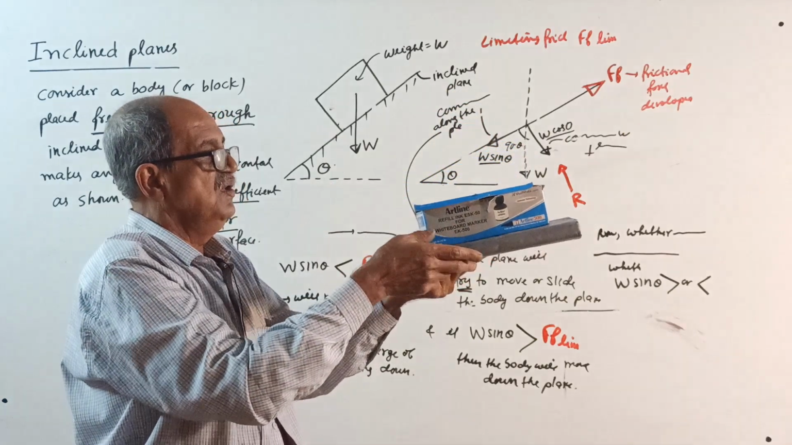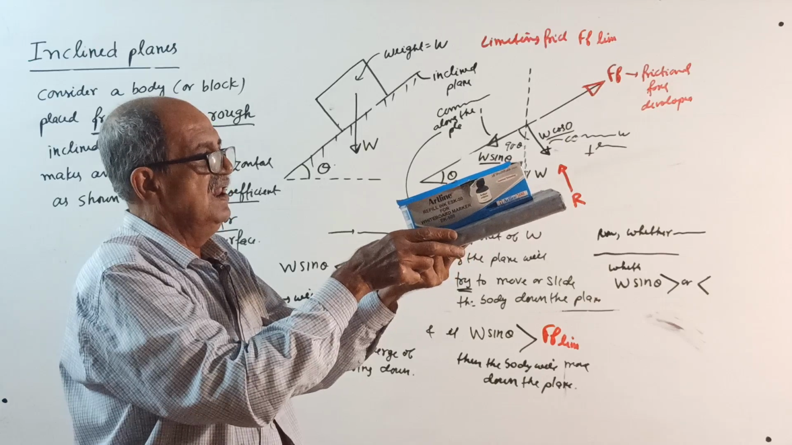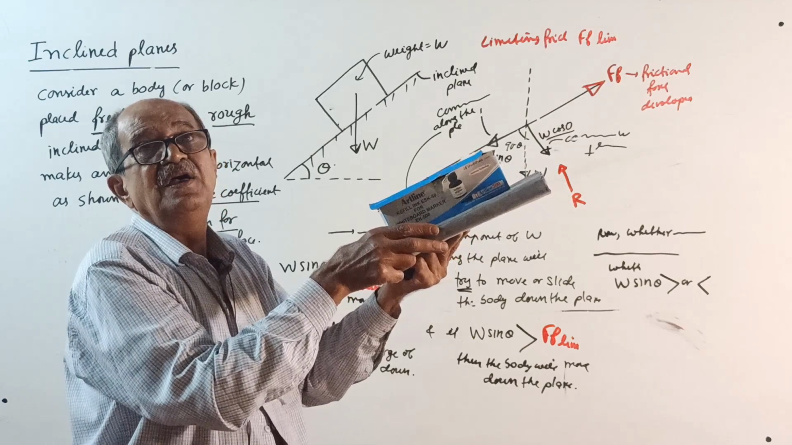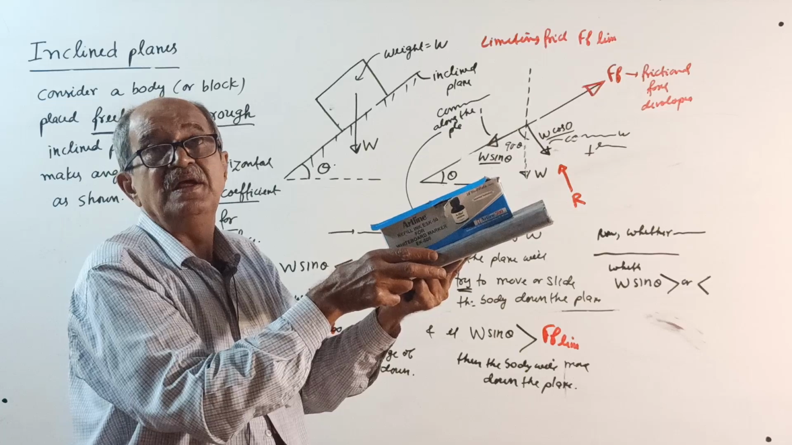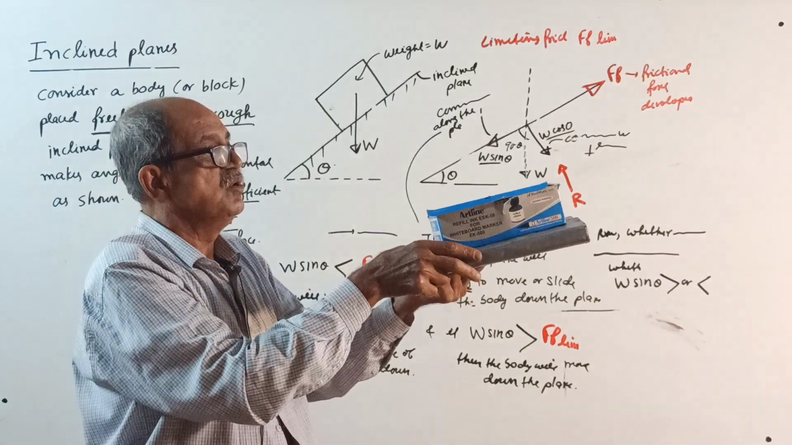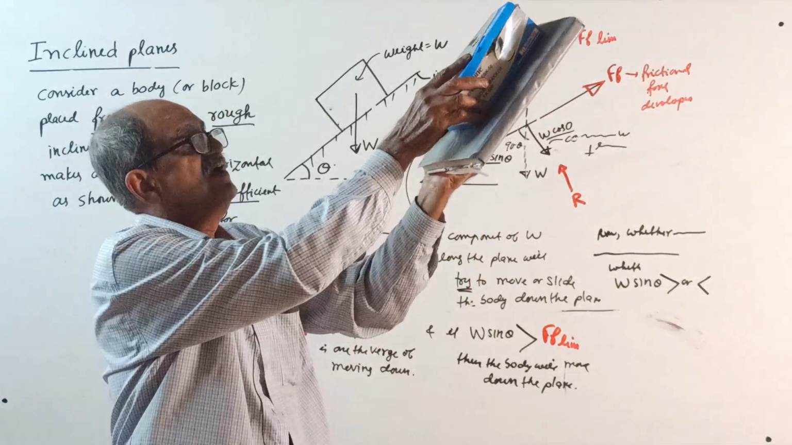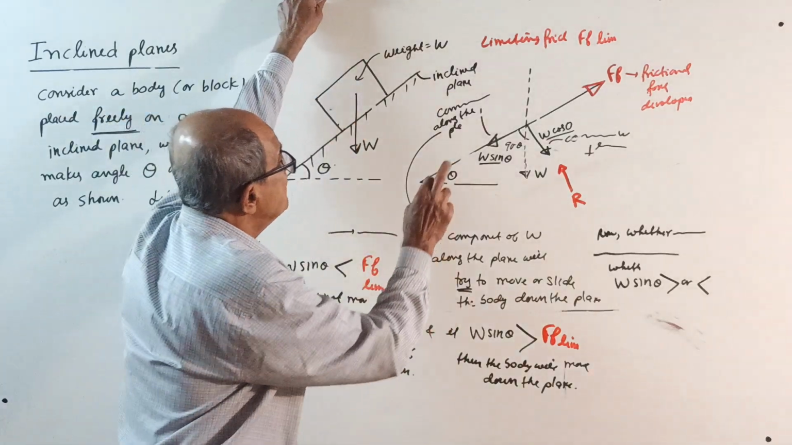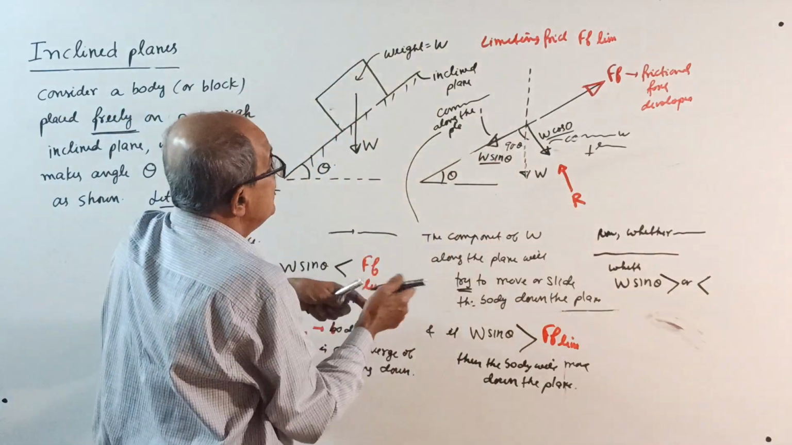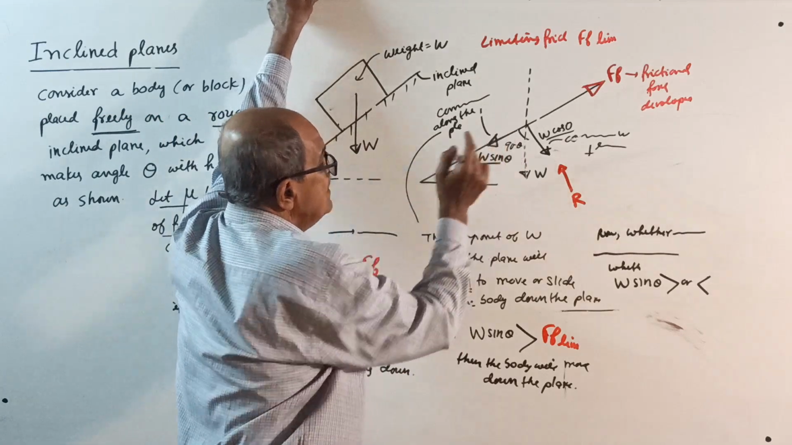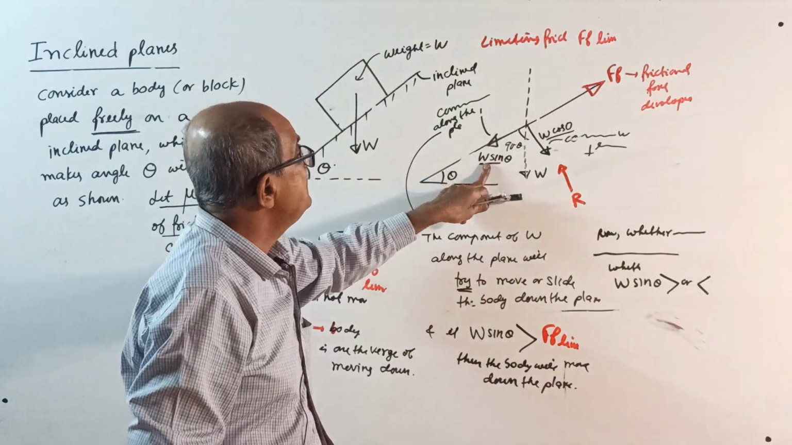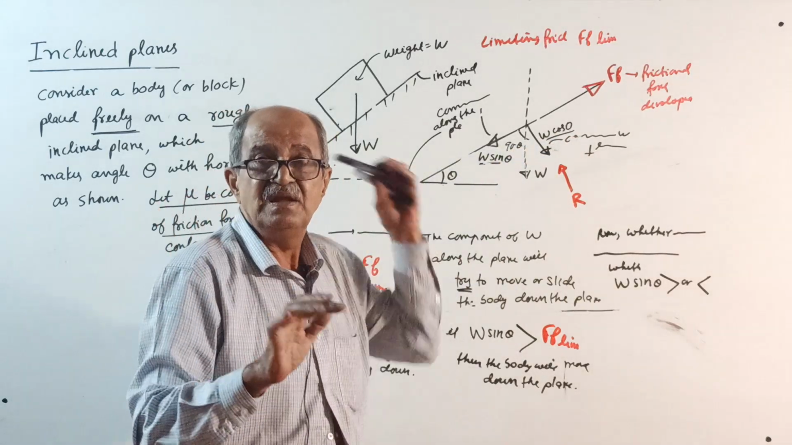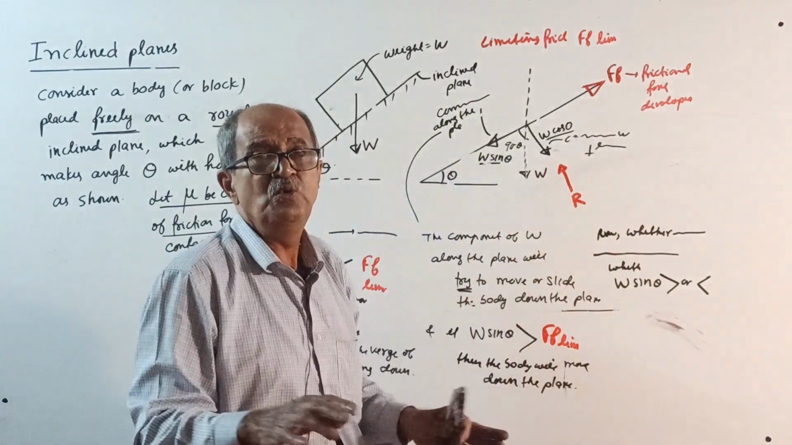Now, at one particular angle, you can see it just started. Now your W sin theta is equal to Ff limit, on the verge of moving. But if it is more, then as theta increases, W sin theta will increase. You can make a note here. Why it is W sin theta and why W cos theta, wait for some time. I will put a sketch and explain. Right now, believe me.